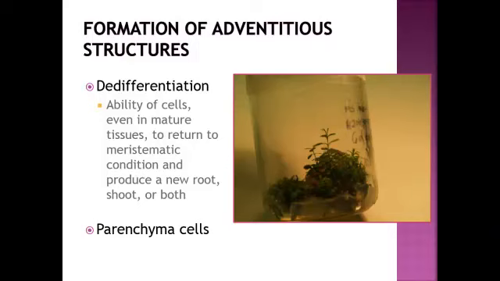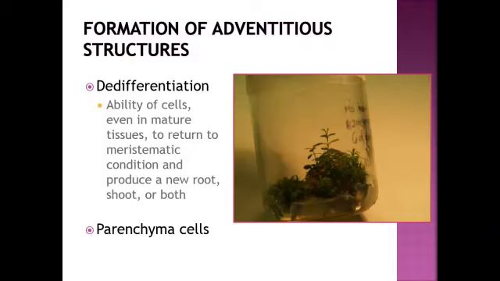Okay, so dedifferentiation. It's the ability of cells, even in mature tissues, to return to the meristematic condition and produce a new root, shoot, or both. The meristematic condition is that actively growing condition. When a cell has become very specialized, it's no longer meristematic. It stays what it is, and it doesn't actively divide that much.